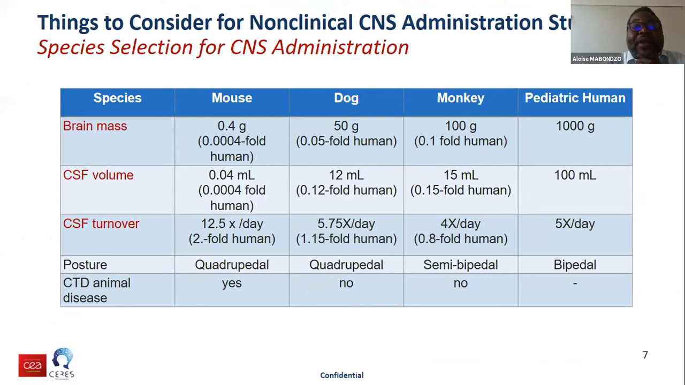As you probably know, this slide shows you that the mouse brain and the cerebrospinal fluid are 4,000 times smaller than for human. And the cerebrospinal fluid turnover in the mouse is twofold higher than in the human. So it's very important for translational perspective to validate findings we have obtained in mouse in non-human primate, which is very close to pediatric human.